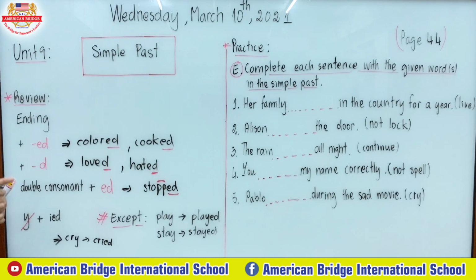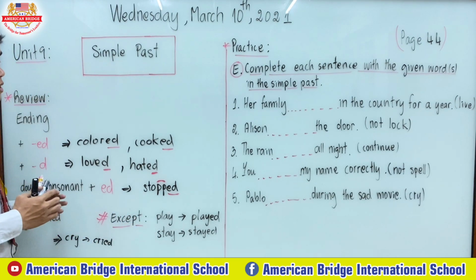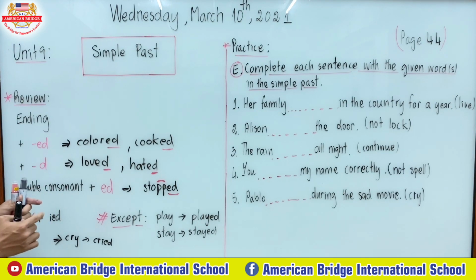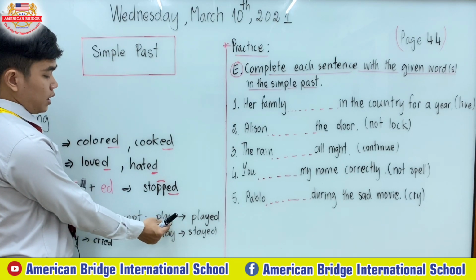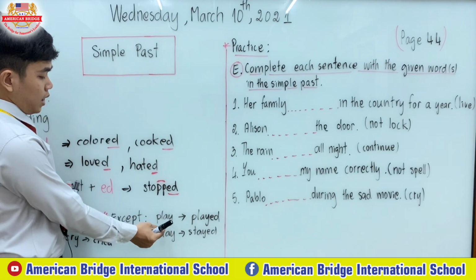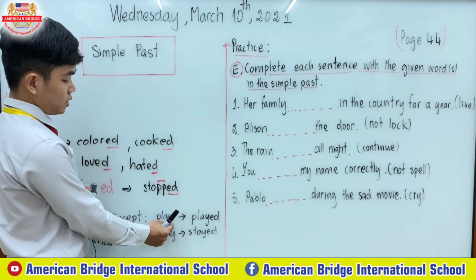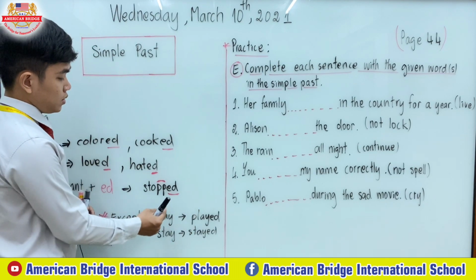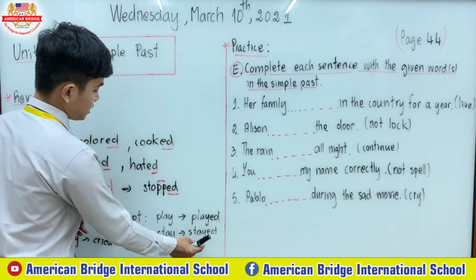But there are some verbs in English, like the verb play and the verb stay, where we do not have to change y to ied. That is because the letter in front of the y is a vowel, like what you can see, the vowel a. So you do not have to change y to ied. You just add only ed. Also like the word stay, stayed.